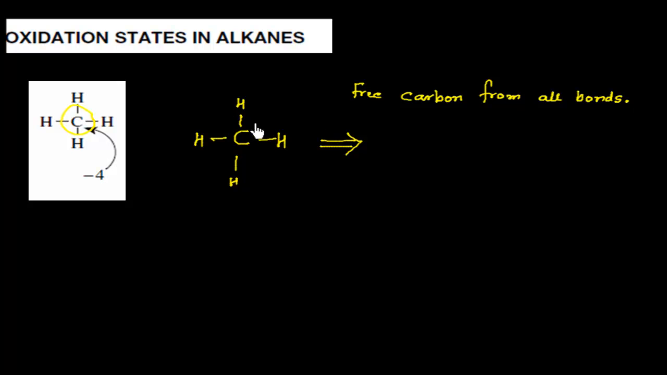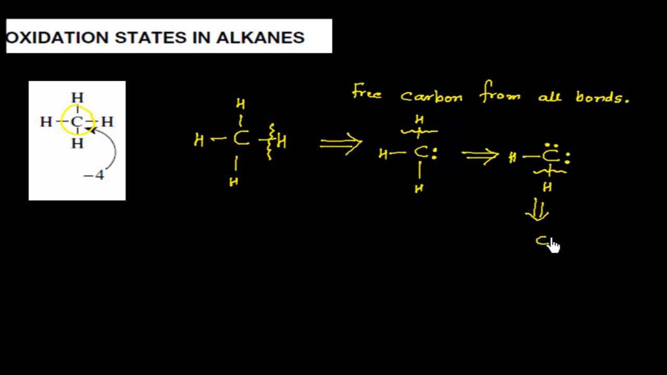So let us try to free it. If I want to free this bond, what will happen? Carbon is more electronegative than hydrogen, so these two electrons will go to the carbon. If I want to free this one, once again carbon is more electronegative, so these two electrons will come to the carbon. If I try to free this one, I will have carbon get 2 electrons, because carbon is more electronegative. Same thing I can do if I free this bond, and I will have something like this. Now we have to find the formal charge on carbon, and that formal charge is basically equal to the oxidation state or oxidation number.